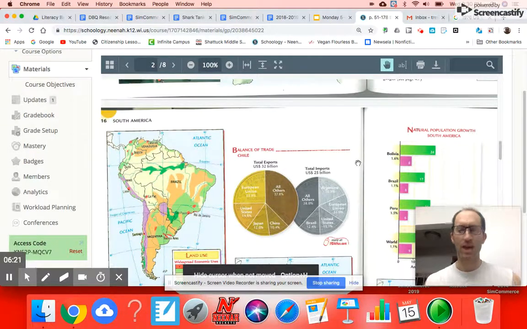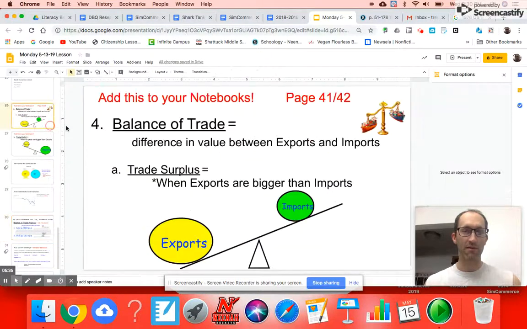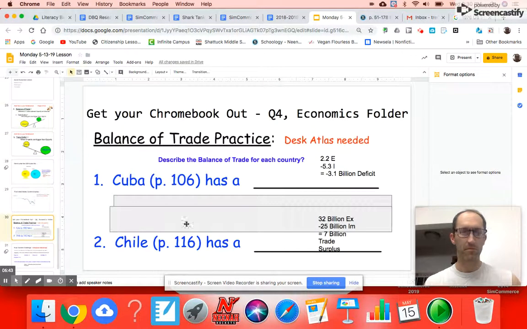Okay, now that we're back, you had some time to analyze Chile's trade surplus or trade deficit. You should have taken $32 billion and subtracted $25 billion. And because exports are bigger than imports, we can go back to our graph and we can see that we should have a trade surplus, right? So the quick math on that would show us that we have a $7 billion trade surplus. So if you did that, great job. Now, you're done. Have a great day.